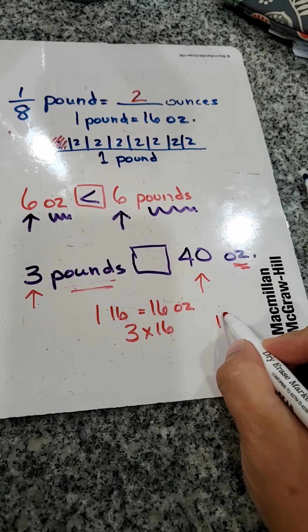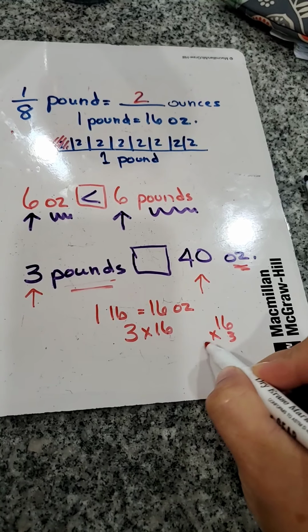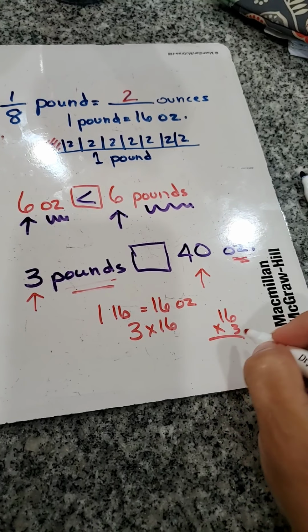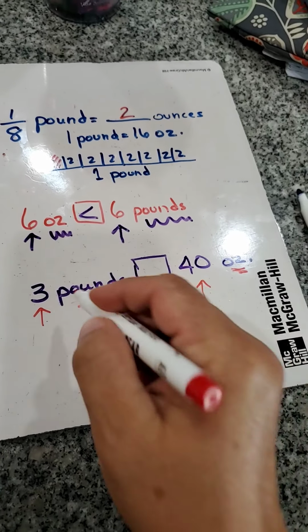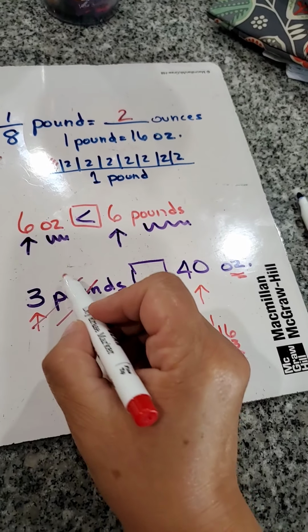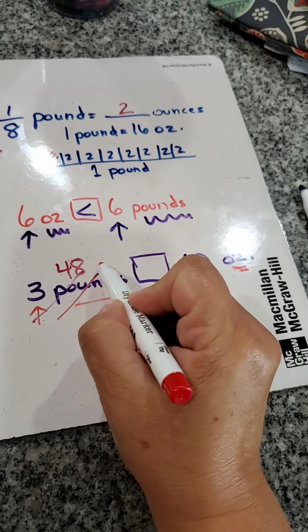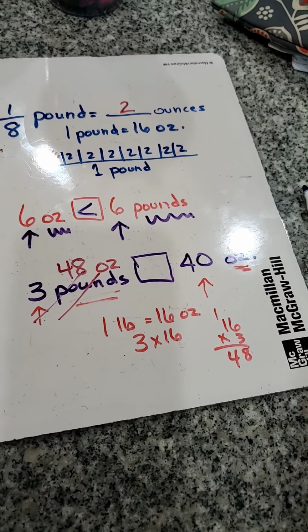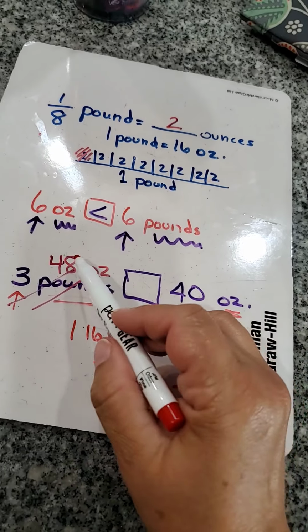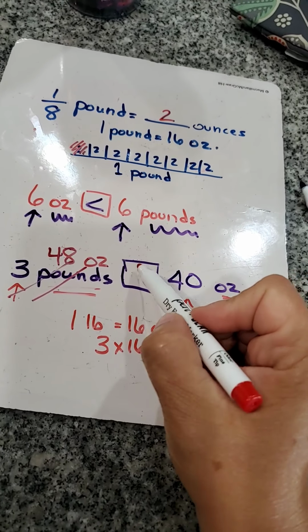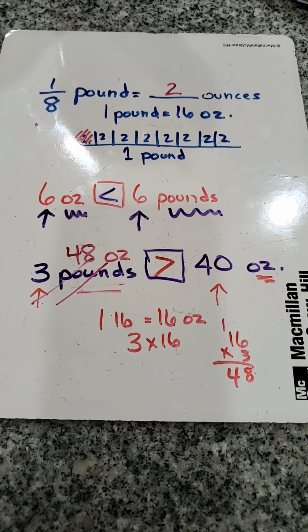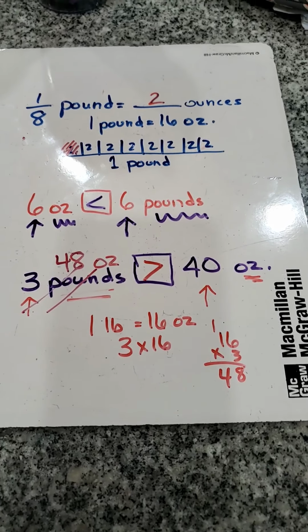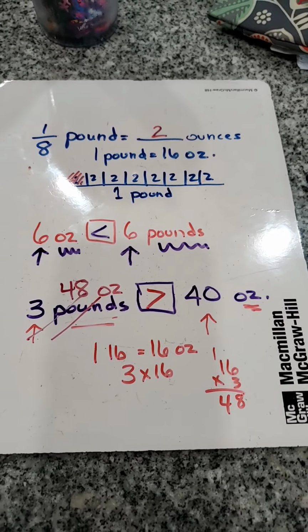Let's write it vertically for easier multiplication. 3 times 6 is 18. 3 times 1 is 3 plus 1 is 4, so 48. So 3 pounds is the same as 48 ounces. And now I can compare 48 ounces to 40 ounces, and I know 48 ounces is greater than 40 ounces. And that's our lesson for today.